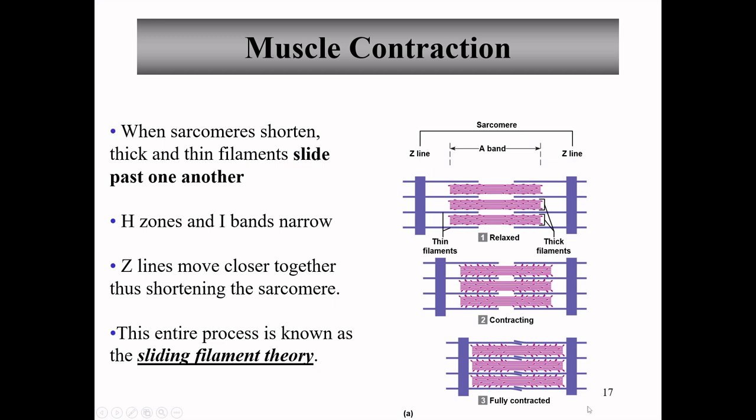We can kind of see that in our pictures over here. As they slide, our H zones and our I bands are going to narrow. The Z lines are going to move closer together. This causes the sarcomere to shorten, and we call this the sliding filament theory.